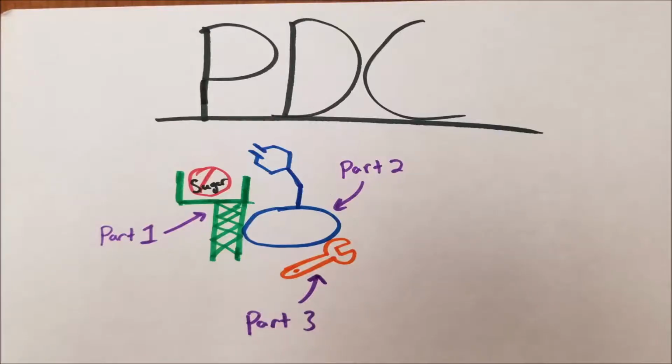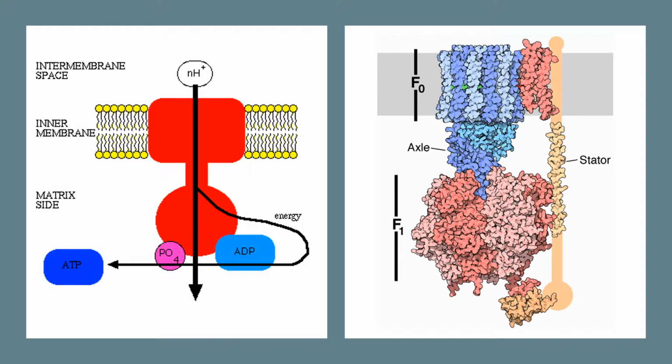We have a cellular machine named PDC that's made up of three parts and multiple proteins that intake broken sugar, convert the sugar into energy, and then repair itself. ATP synthase will play a vital role in the production of ATP and creates usable energy for the cell in a process known as metabolism.